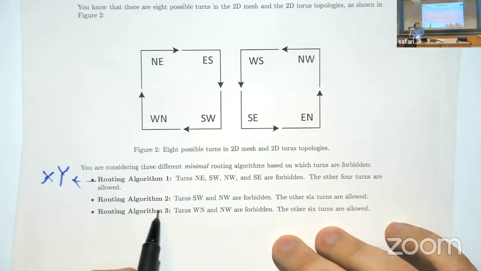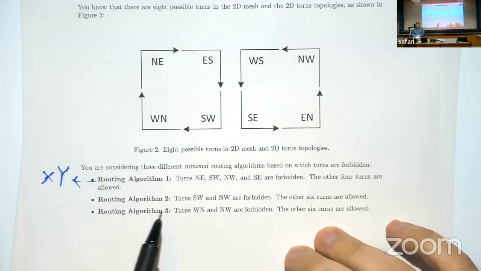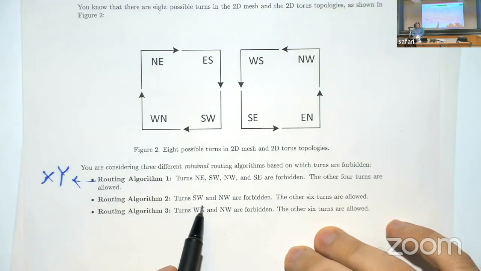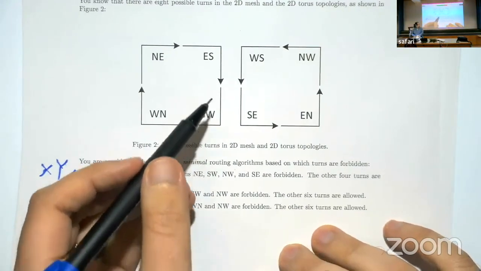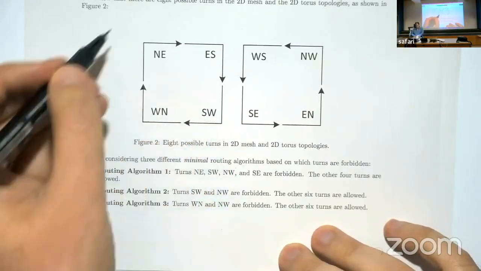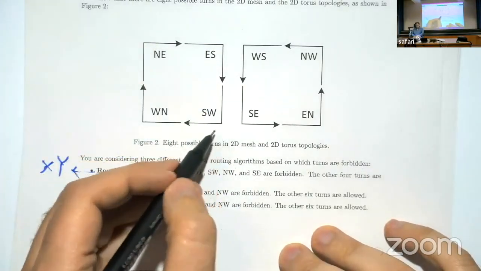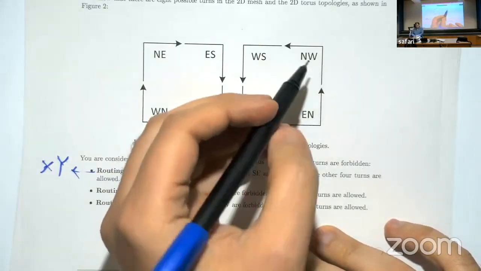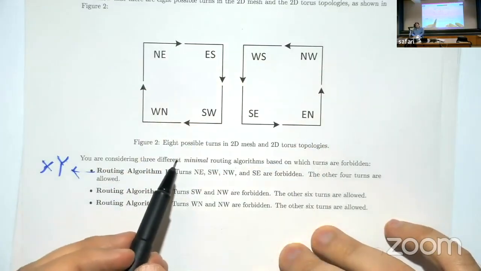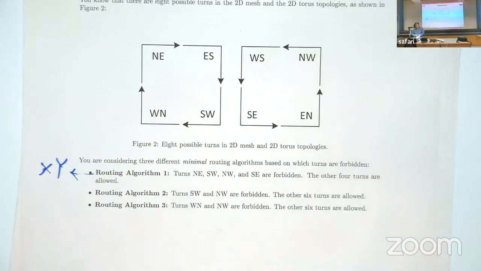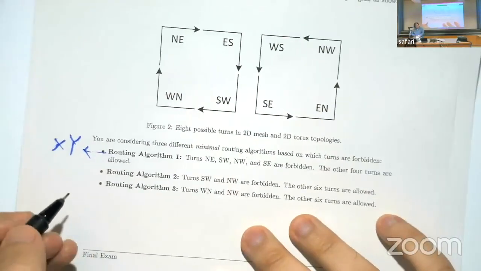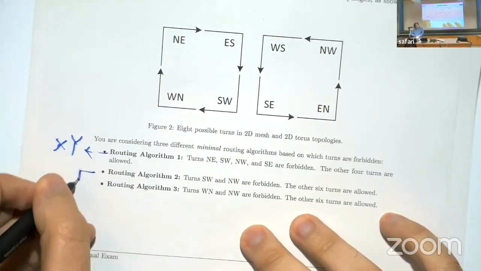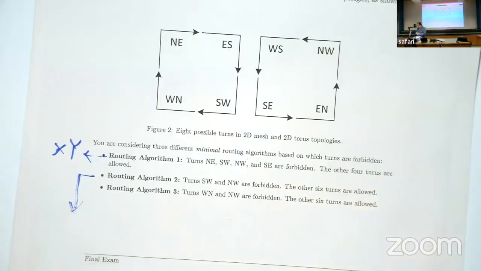So for routing algorithm 2, only 2 turns are forbidden. Turns south-west and north-west. So in the clockwise circle, we don't have south-west. And in the counterclockwise circle, we don't have the north-west turn. So here also, you can imagine how this routing algorithm looks. So I don't know why it's not good.